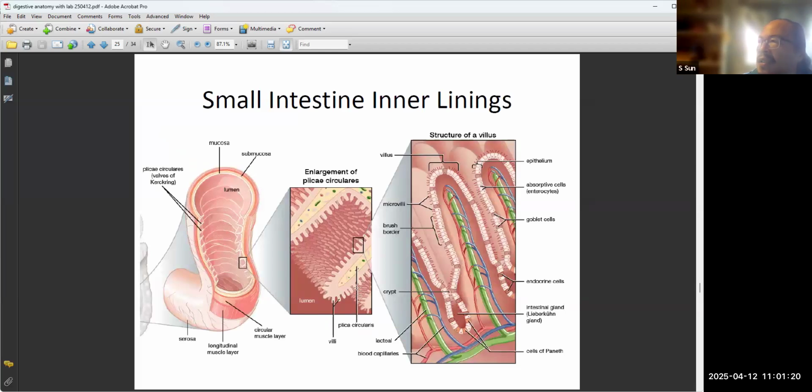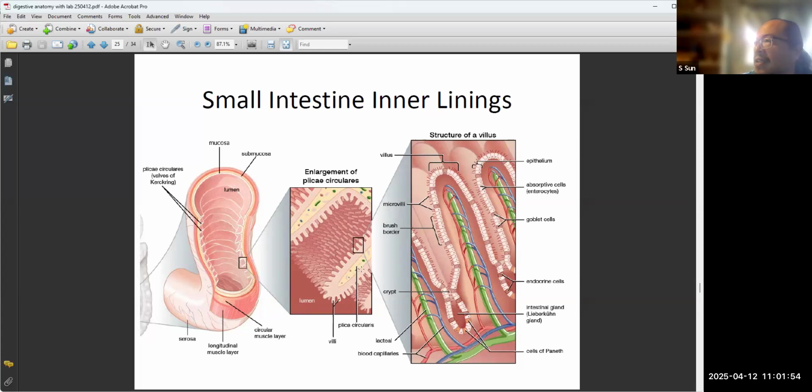And then here is the inner lining of the small intestine. You can see that it has increased surface area in order to absorb these nutrients. This part is called, let me see here, this part is called plicae. So this is a plicae. That is a plicae. That is a plicae.